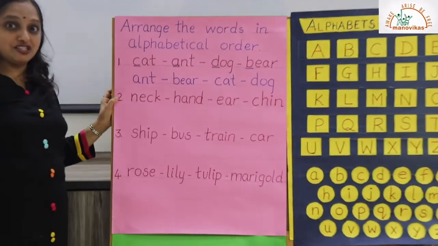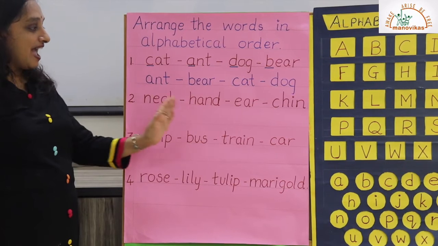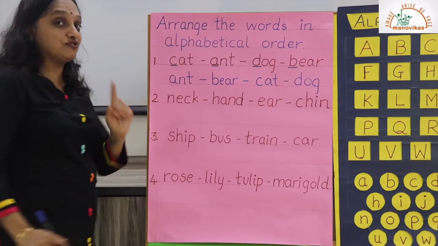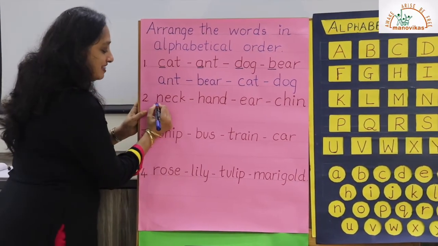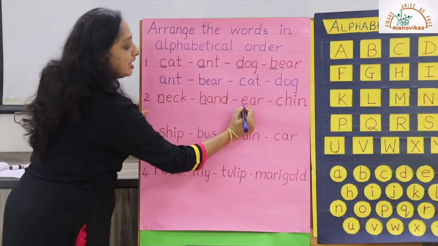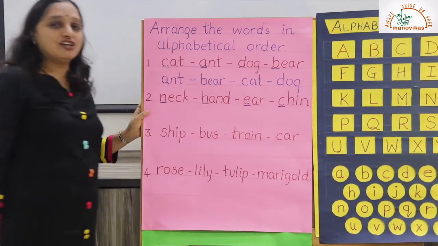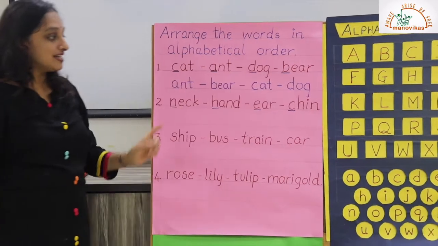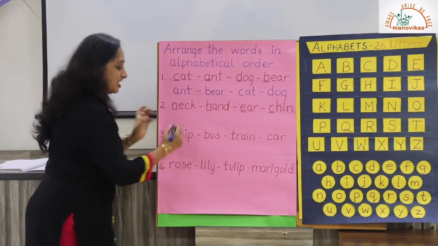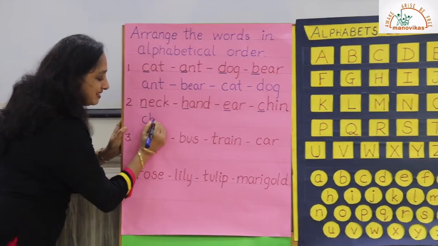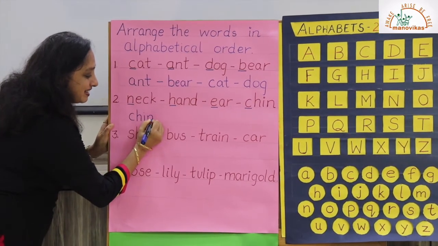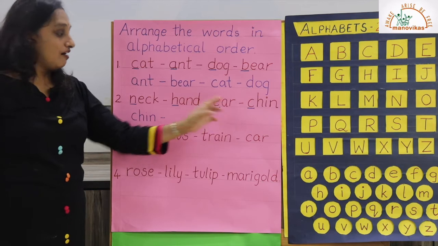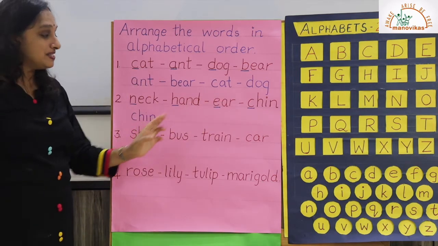We have the parts of the body. Neck, hand, ear, and chin. Now we have to look at the first letter. N, H, E, C. So now which letter comes first in the order of the alphabet? C, chin. Now we have N, H, and E. So after C, which letter comes? E.